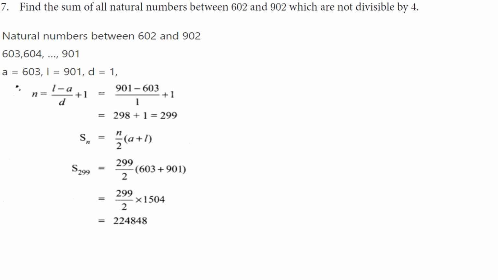Using the formula n equals (L minus A) by D plus 1, you find n equal to 299. Therefore Sn equals n by 2 into (A plus L). Using this formula, you get 2,24,848. That is the sum of the natural numbers between 602 and 902.